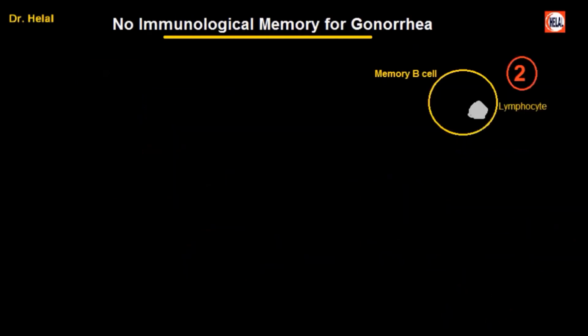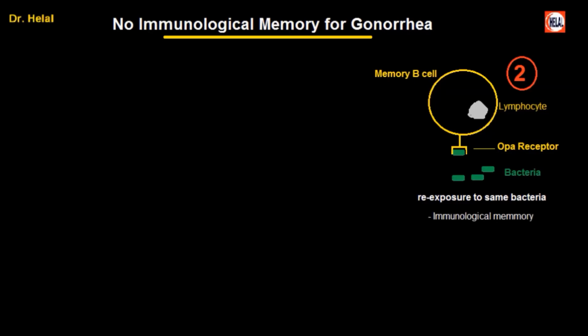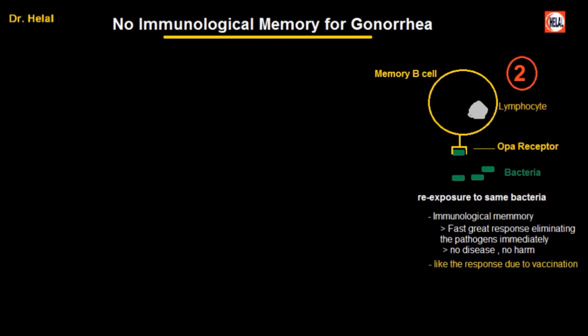How does immunological memory develop for other bacteria but not for gonorrhea? Memory B cells have OPA receptors after first exposure. Then there is a second exposure or re-exposure to the bacteria. The bacteria will be attacked by memory B cells that have OPA receptors, resulting in an immunological response that is greater and faster, to the extent that the pathogens will be eliminated immediately without causing any disease.